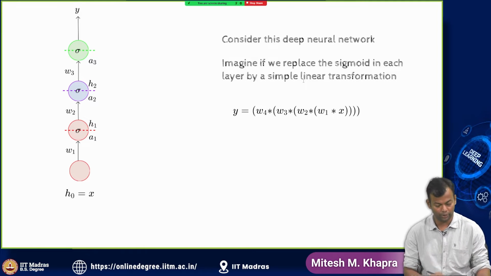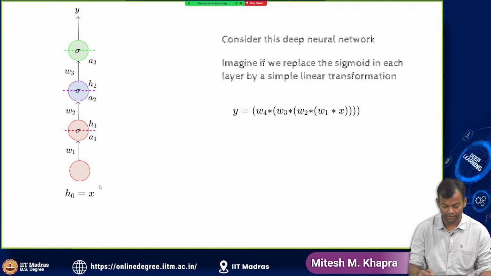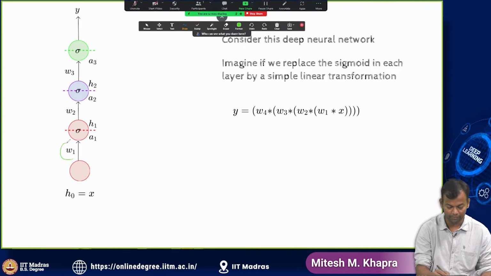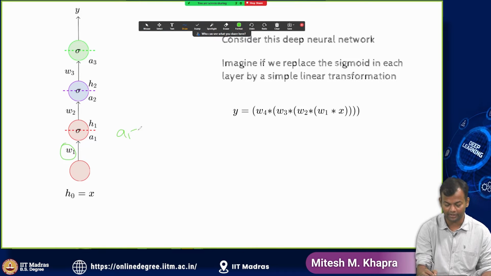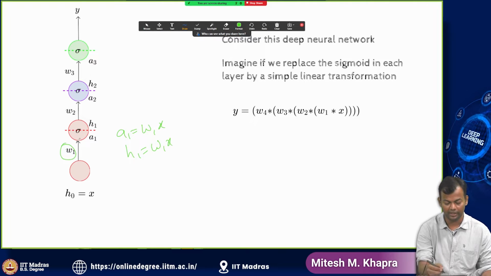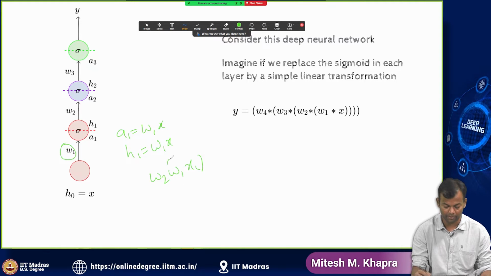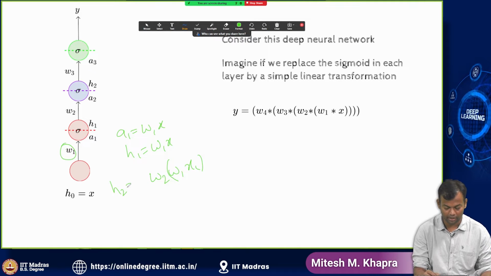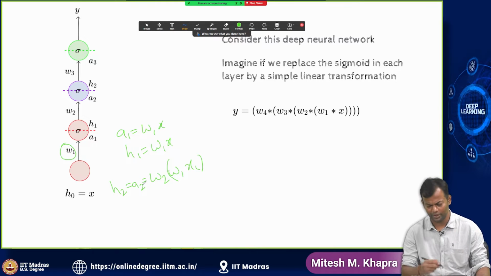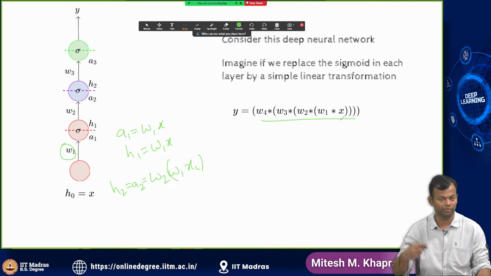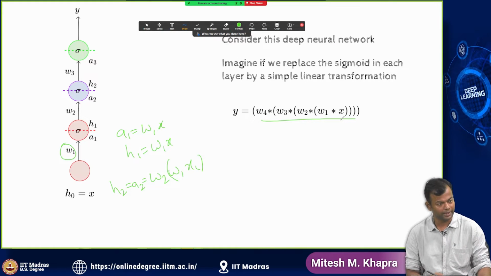So this is what it would look like. y is a function of x. x first gets transformed linearly by w1, so a1 is w1 into x. But then h1 is just a1, so it is again w1 into x, and this is the input to the next layer. Then you get w2 into h1, which is w2 into w1 into x, which is the same as h2, because h2 is equal to a2, and so on. You continue, and your output is just a multiplication of weights by the input x.